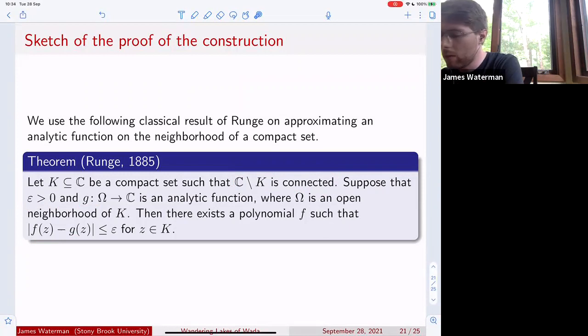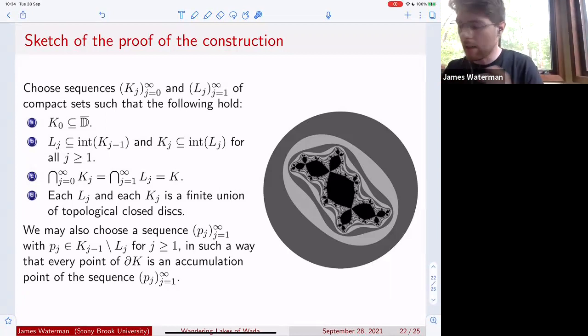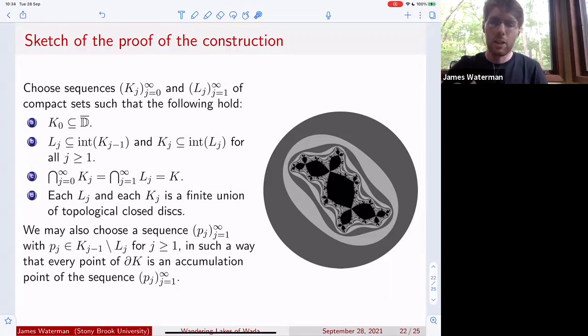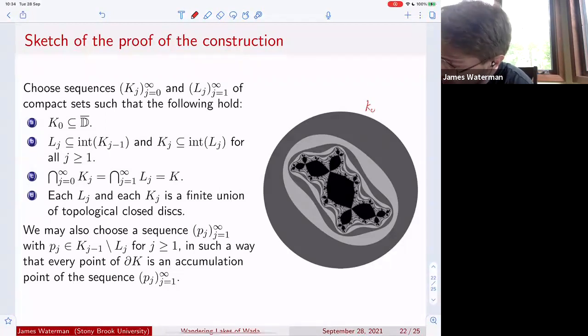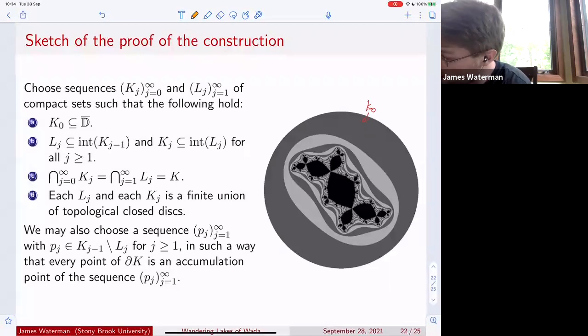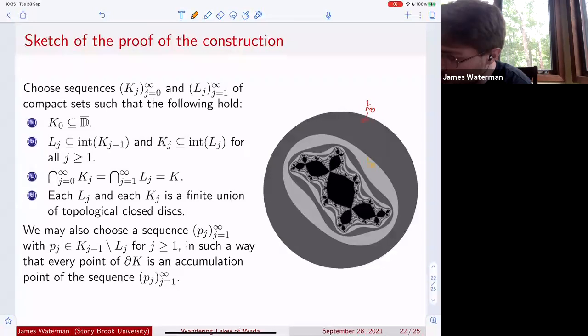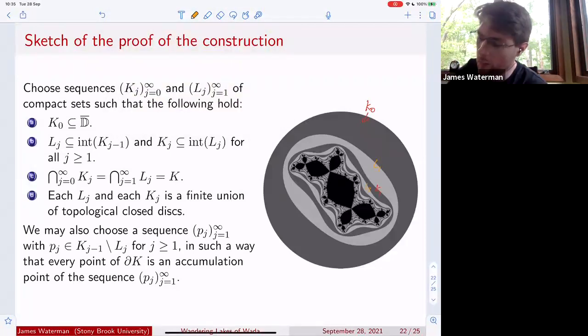And so we use this in order to obtain a general result on constructing a function with certain properties that we're going to want. In particular, properties that give us that this set K is wandering and that its boundary is in the Julia set. So to begin with, what we do is we choose some sequences K sub J and L sub J. So we can see over here, we have a K sub zero, which is this annulus. Then we have, I guess, we want the entire disk. So we want containment, then we have an L sub one, then we have K1, and then we have L2, and so on.